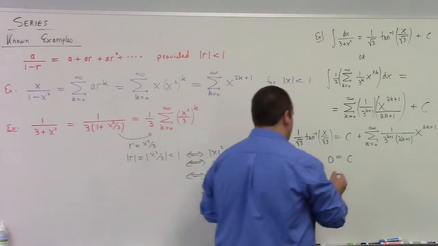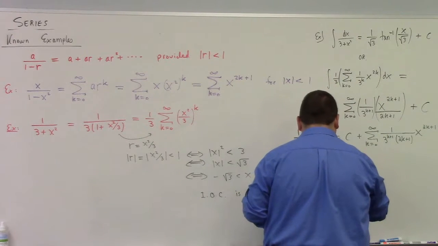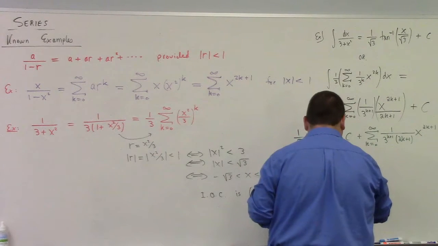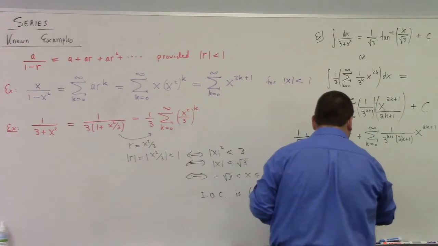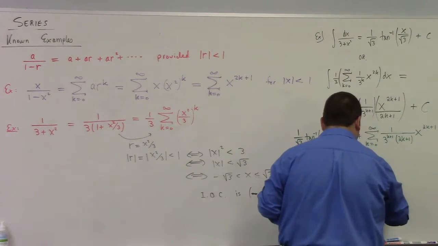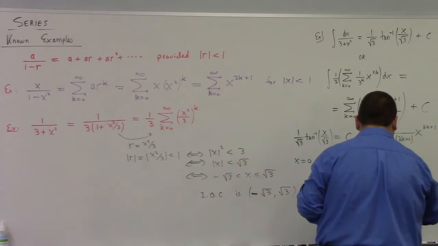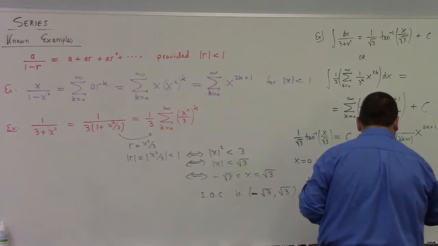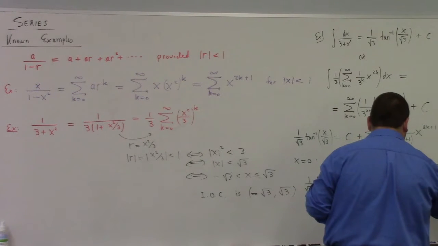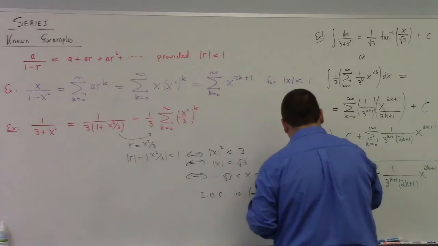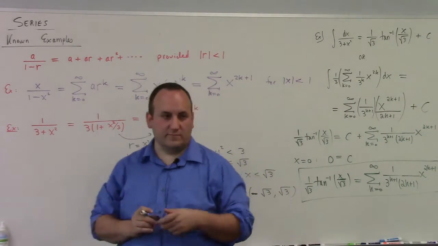Okay. So in short, we have then that the inverse tangent of x over root 3 times 1 over root 3 is equal to the sum k equals 0 to infinity, 1 over 3 to the k plus 1, 2k plus 1, x to the 2k plus 1. So there you go. There's a power series expansion for that inverse tangent with a weird argument.